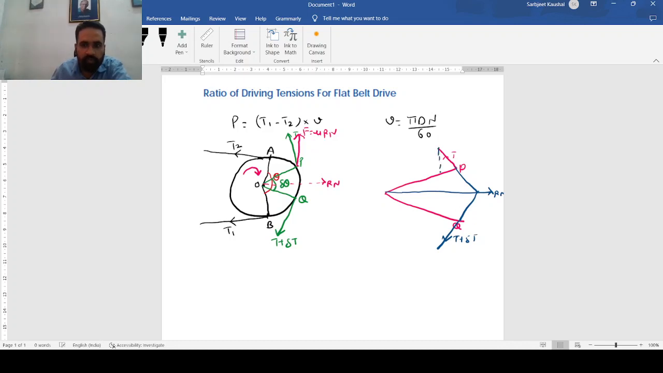Now draw one perpendicular to the normal direction from this point. So it is the vertical component of the tension T. And similarly here we draw the perpendicular. So this is the vertical component, and it is in downward direction, the vertical component of T plus delta T. Now this angle is delta theta by 2. Similarly, this angle is delta theta by 2. Further, we are going to solve the equation.